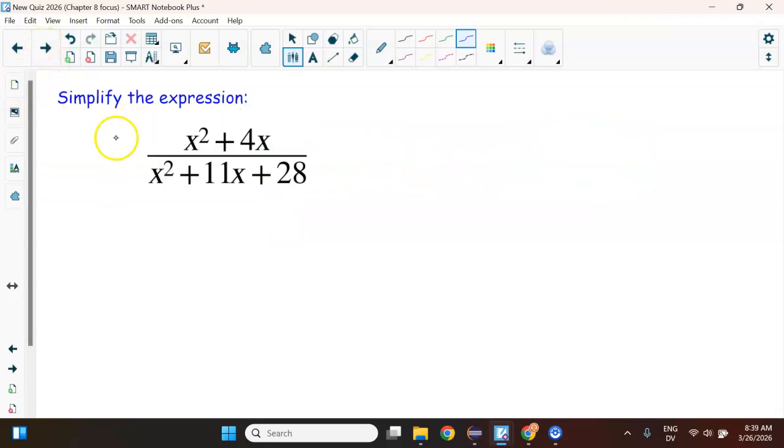Okay, one more like that, at least one more like that. See if you can factor it and simplify it.